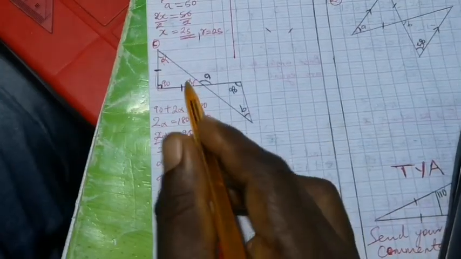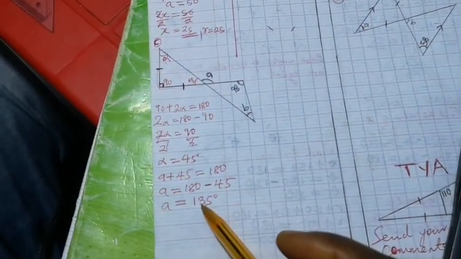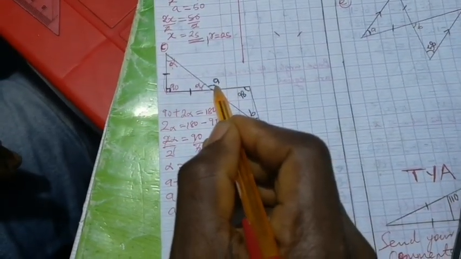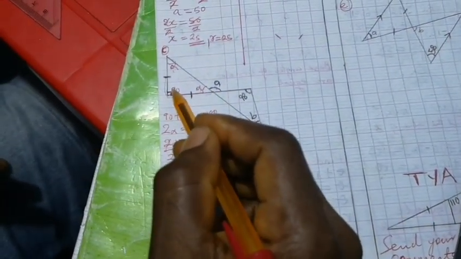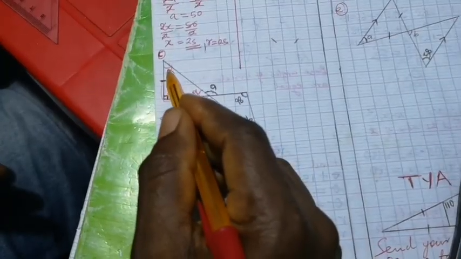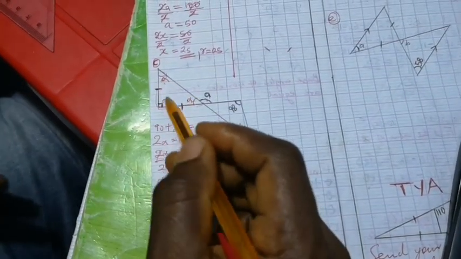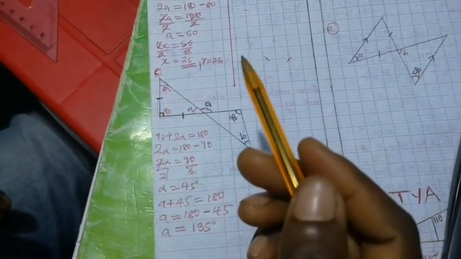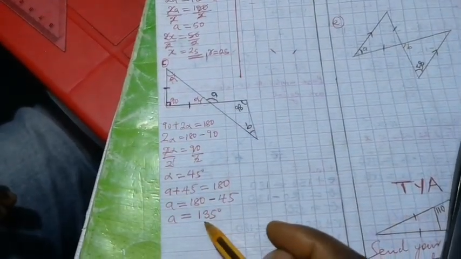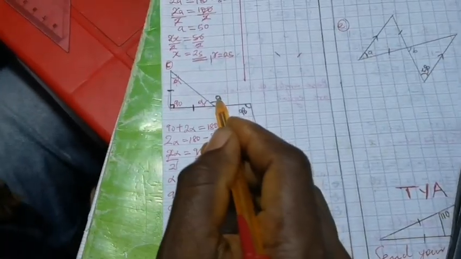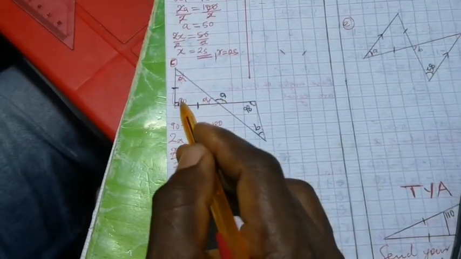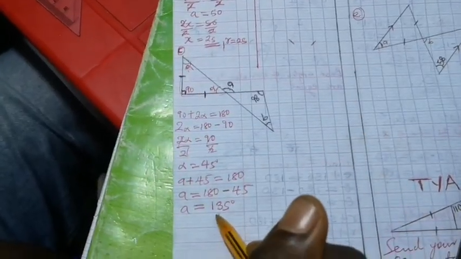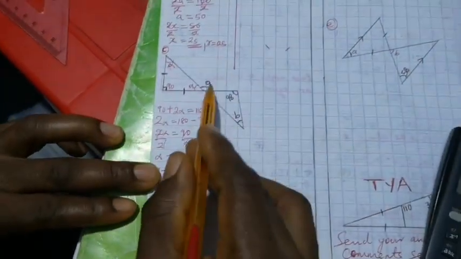Now if you don't want to use the method I used in finding A, you can equally say that A is exterior angle to 90 and alpha here, this very alpha, which is 45, so that if you just do 90 plus 45, it will still give you 135. If you just say that A is exterior angle to these two interior angles, it will give you the same thing we have here. Now we have found the value of A.